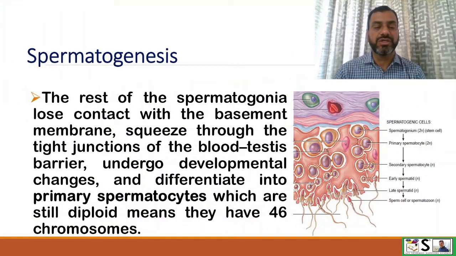The rest of the spermatogonia lose contact with the basement membrane and squeeze through the tight junctions of the blood-testis barrier, undergo developmental changes and differentiate into primary spermatocytes, which are still diploid, meaning they also have 46 chromosomes. So this is the basement membrane, and some spermatogonia go downwards, and these are primary spermatocytes, which have 46 chromosomes.